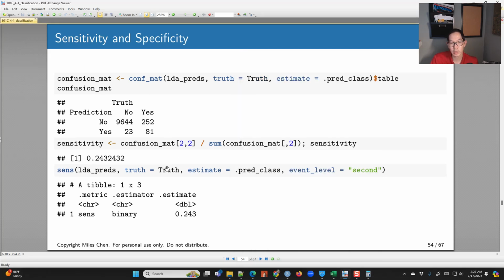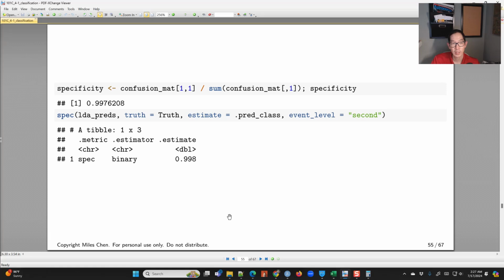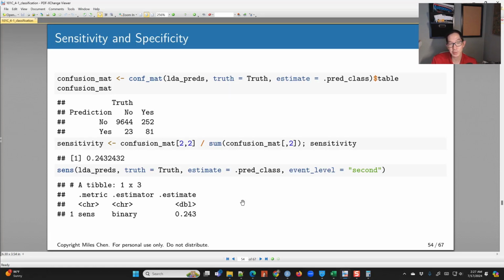We could also call just sensitivity, which is a function in tidymodels. And it says, oh yeah, your sensitivity score is 0.243. Okay. Specificity, how often did you avoid false positives?